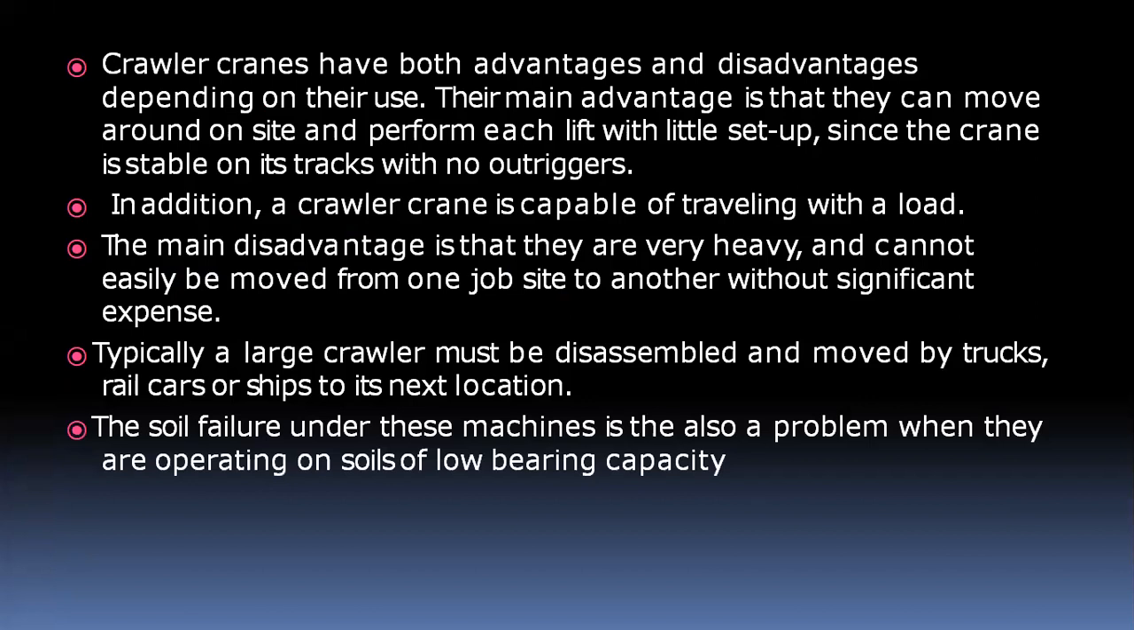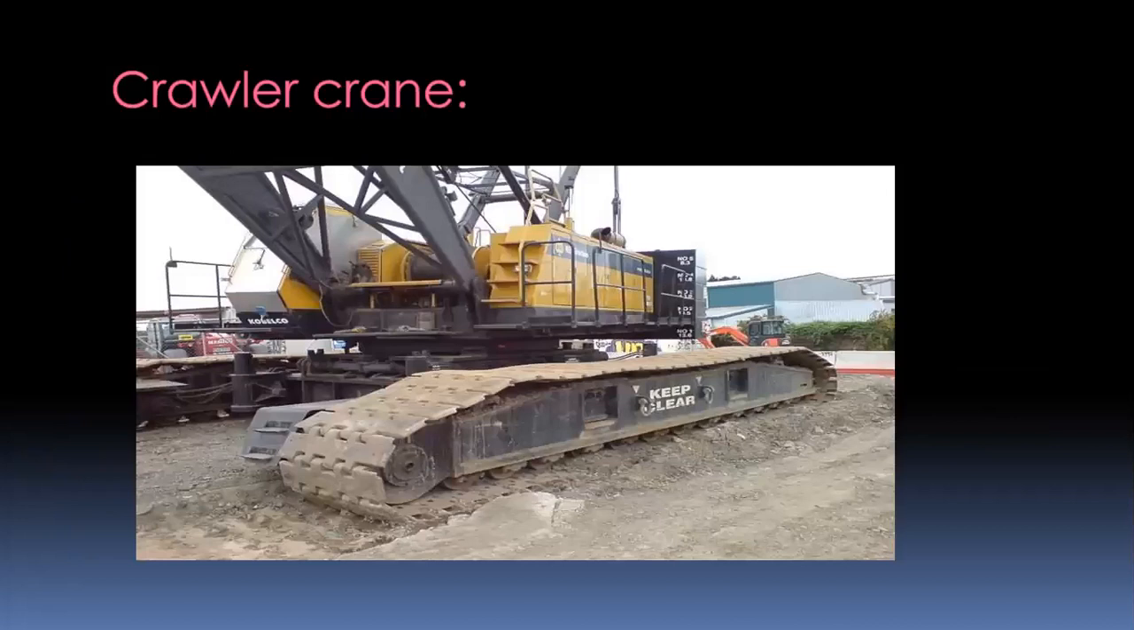load. The main disadvantage is that they are very heavy and cannot easily be moved from one job site to another without significant expense. Typically, a large crawler must be disassembled and moved by trucks, rail cars, or ships to its next location. The soil failure under these machines is also a problem when they are operating on soils of low bearing capacity. These are the crawler cranes.